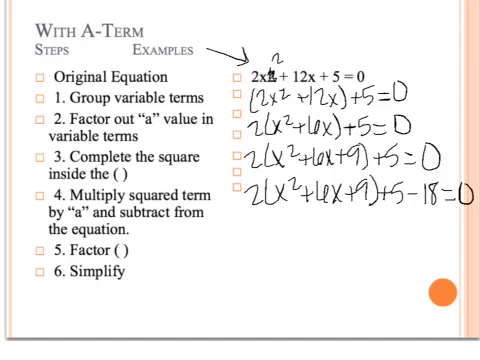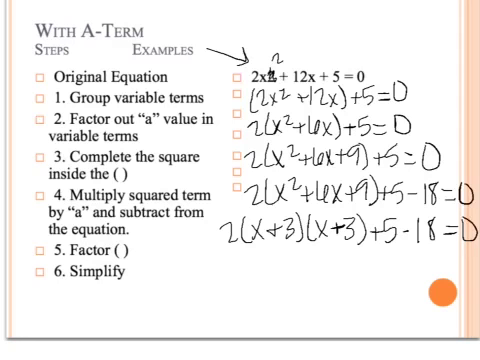Step 5 is to factor in the parentheses. So 2 times x plus 3. And step 6 is to simplify. So 2 times x plus 3 squared, minus 13.